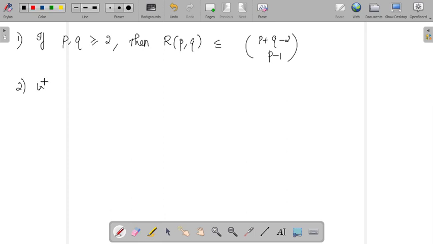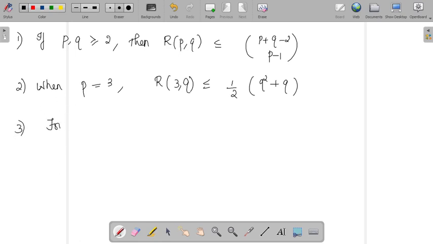And again when P is equal to 3, the next inequality is, R of 3, Q will be less than or equal to 1 by 2 Q square plus Q. And again modifying this for Q belongs to N, when P is equal to 3, we have this inequality also. So R of 3, Q will be less than or equal to 1 by 2 Q square plus 3.